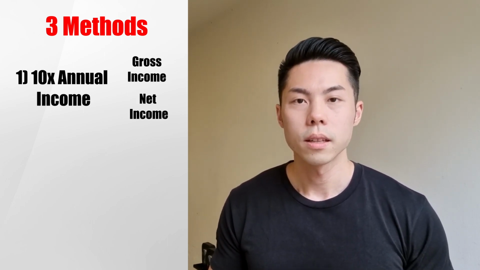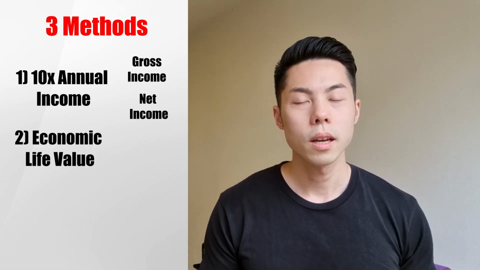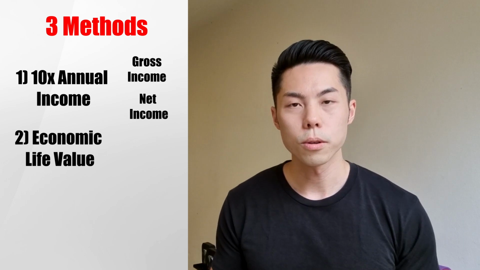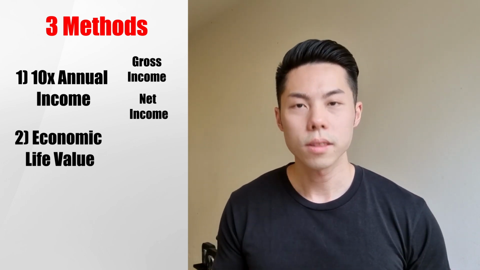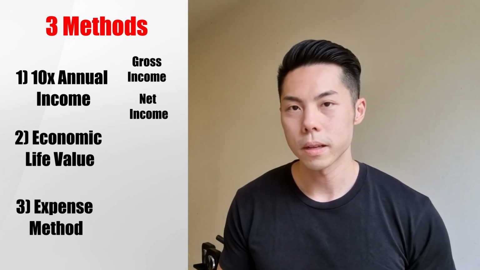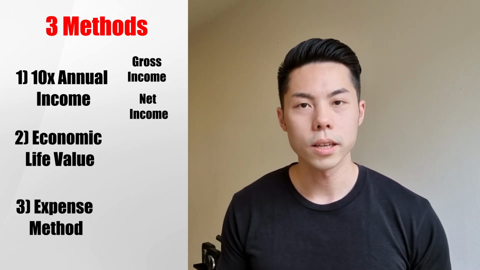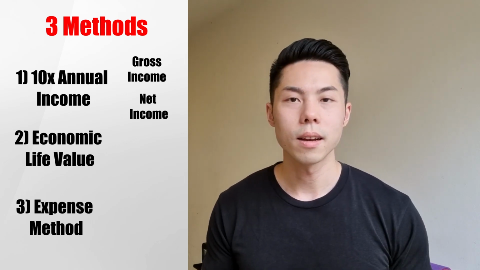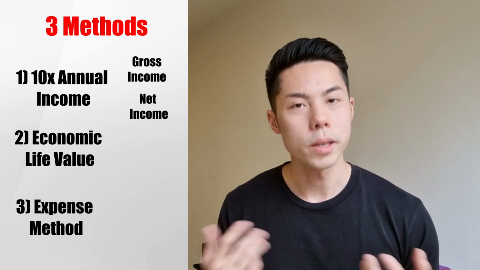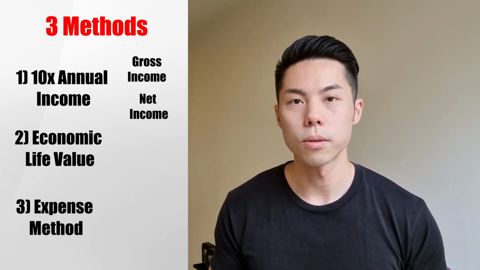That's the first method. The second method is your economic life value. That means how much potential money you will be earning from now until you retire. And then the third method is the expense method. That means you tabulate all the potential expenses that you have or you might have, and then add them all up. That will be your life insurance coverage. And I'll go through each one of them with you in this video.